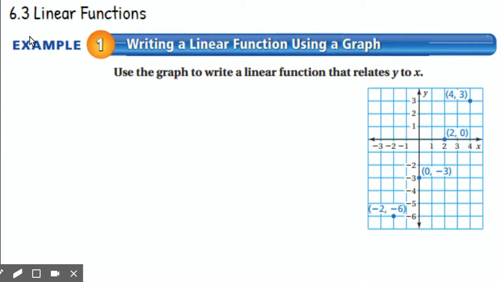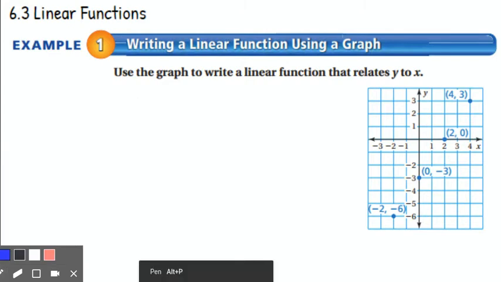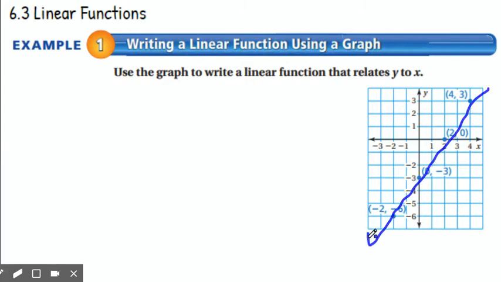So if you look at this and we draw a line through these points, that's a terrible line, but you get the gist of that. There's two things you want to look for. You want to look for your slope and your y-intercept. Our y-intercept is probably the first thing that's easiest to find.